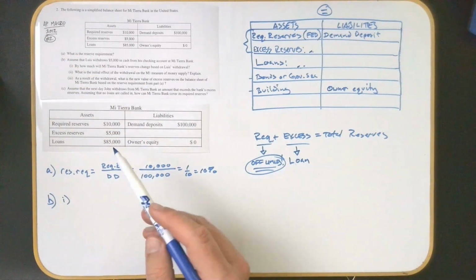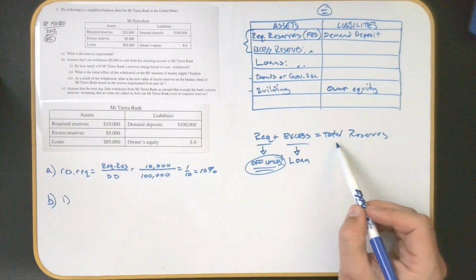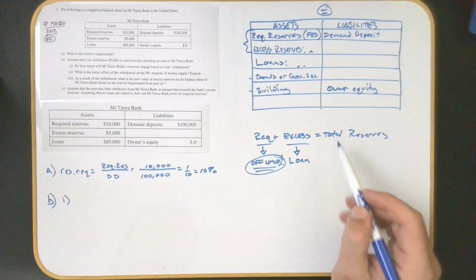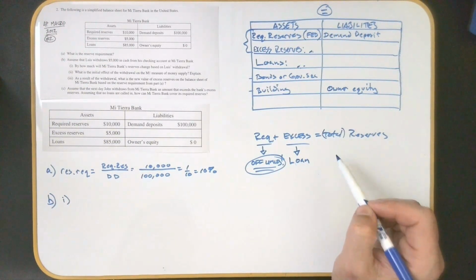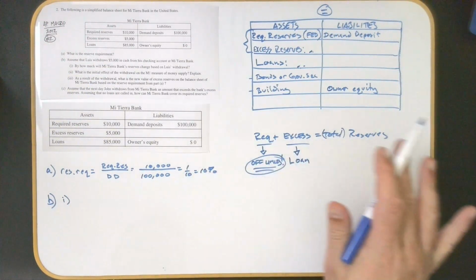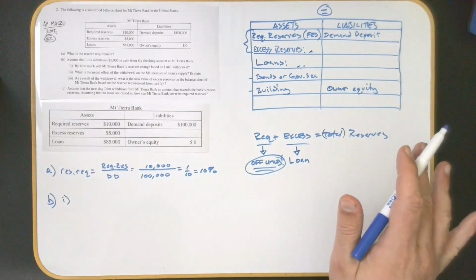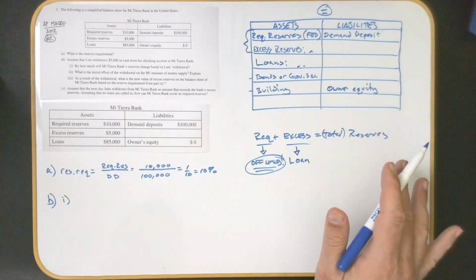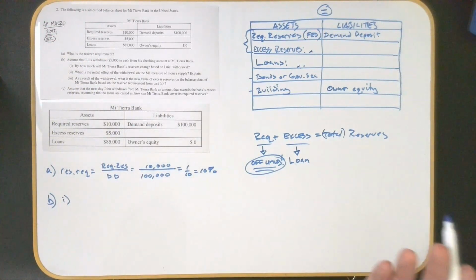Now remember, when it says how much will the reserves, they're just saying, how much will the total reserves? And sometimes they use the word total, sometimes they don't. But just in general, how much will the reserves change? Well, the reserves are going to change by $5,000 because that's what he's taking with him.